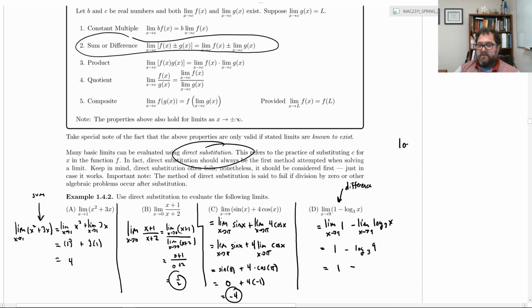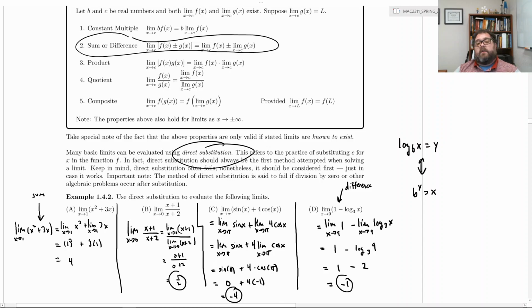Just off to the side, to remind you, log base b of x equals y can always be rewritten in an equivalent form of b raised to the y power equals x. In other words, this is asking us: 3 raised to what power y equals 9? 3 raised to what power equals 9? Well, obviously that answer is 2. 3 squared equals 9, so log base 3 of 9 is 2. And then we are on our way because 1 minus 2 gives us -1.